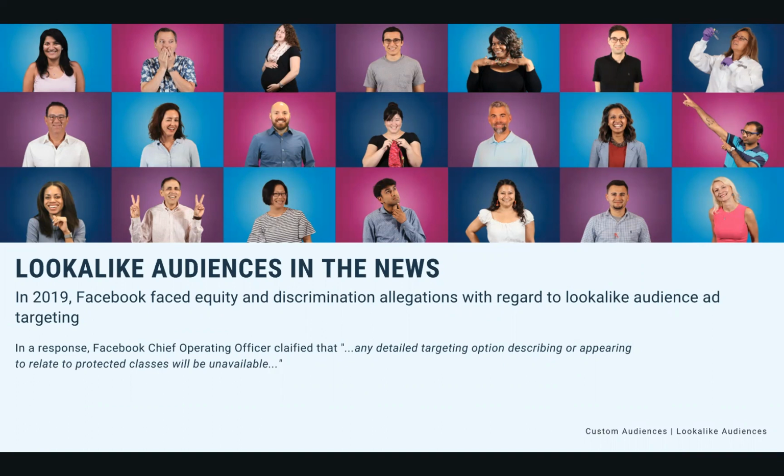Issues of equity and discrimination have arisen, particularly for those ads that target groups to offer housing, employment, and credit opportunities based on age, gender, or zip code.